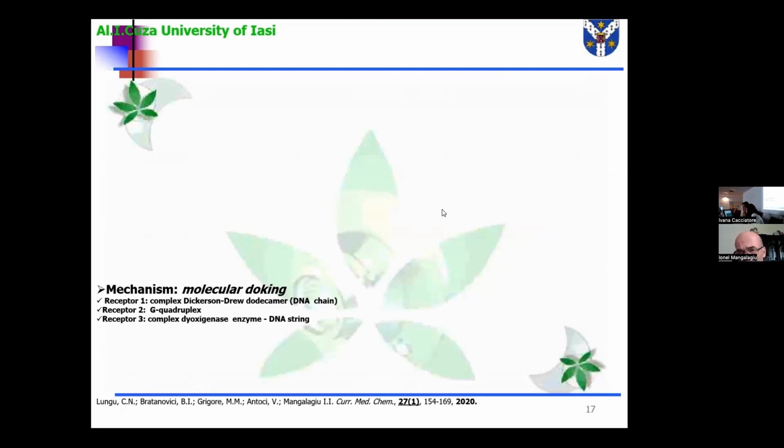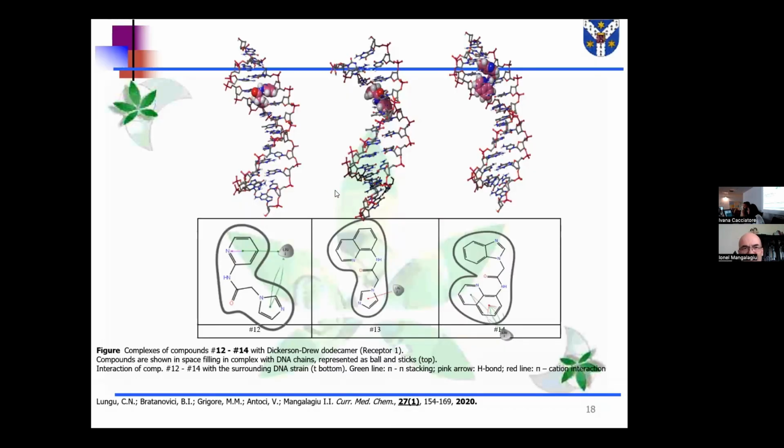We were wondering about the mechanism of these compounds, and of course we had some idea from previous work, and we did some molecular docking, not at the same level as our previous speaker did before, but to a certain level, and we took into consideration three types of interaction. Interaction with the DNA chain, the G quadruplex interaction, and the interaction with a complex made by a deoxygenase enzyme and a DNA string. And here are the results. I will not get into detail. It was a full molecular docking. Here are the interactions with the different types of amino acids. Here, in the upper part, are the binding sites in which the compound goes in these three types of models.